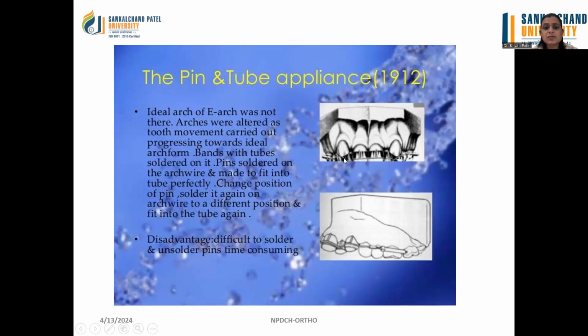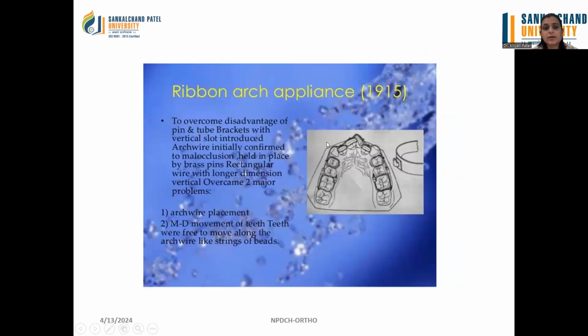Then the arch wire is made with gold or stainless steel, and we have to solder that arch wire to this band. It's a very difficult appliance. Only Engel was used to working with this. After they corrected it, there was a development of the ribbon arch appliance in 1915.